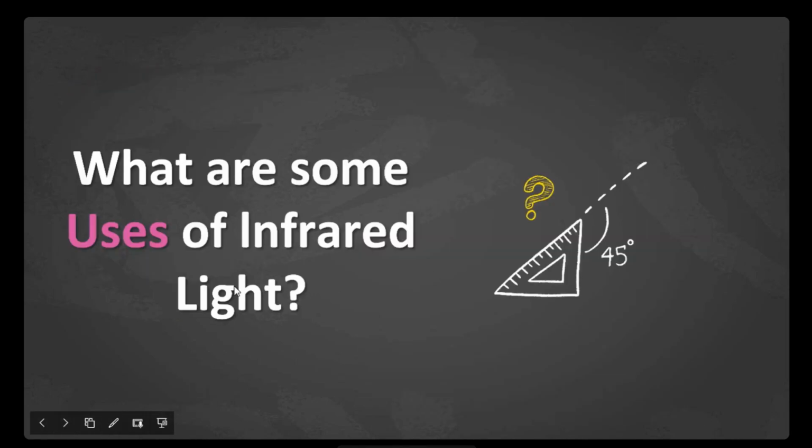So now we're going to talk about some uses of infrared light. Basically, why do we care about it? So we've kind of defined separate regions of the light spectrum. There was the microwave section, the radio wave section. Why do we care about the infrared light section?